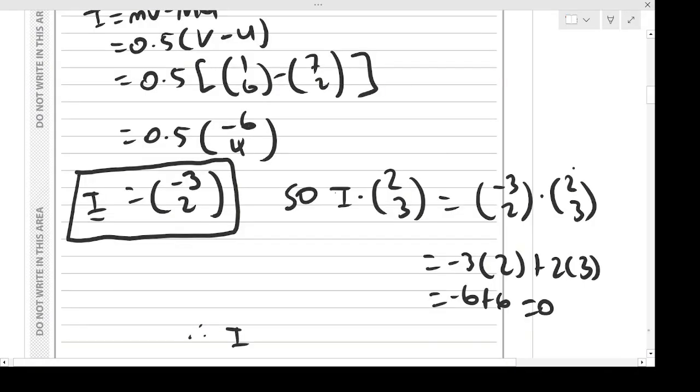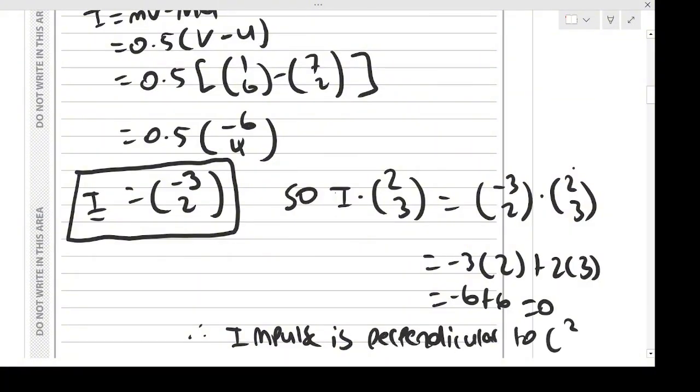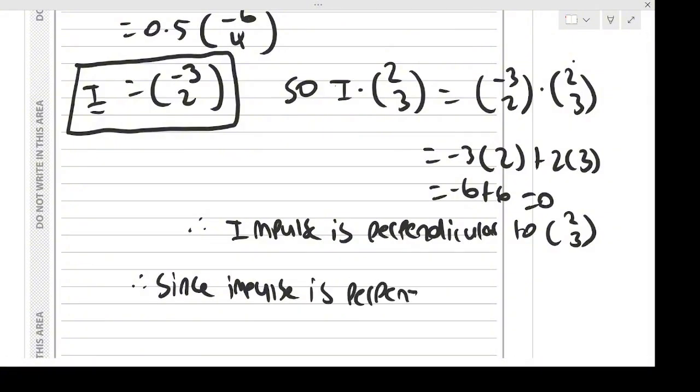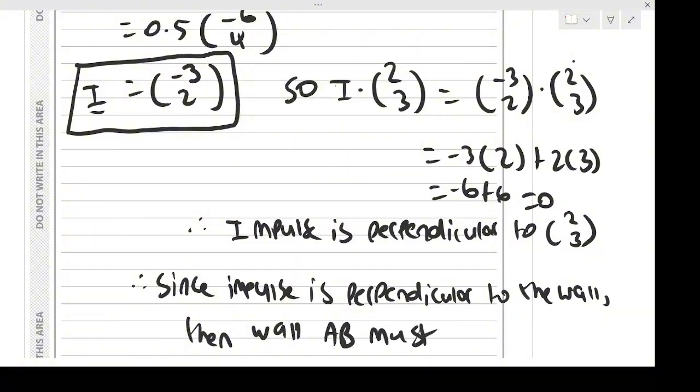So I, or the impulse, is perpendicular to (2, 3). Okay, and so I'm going to say that since impulse is perpendicular to the wall, then the wall AB must be parallel. It must be in the same direction as this vector. Okay, and there we are.